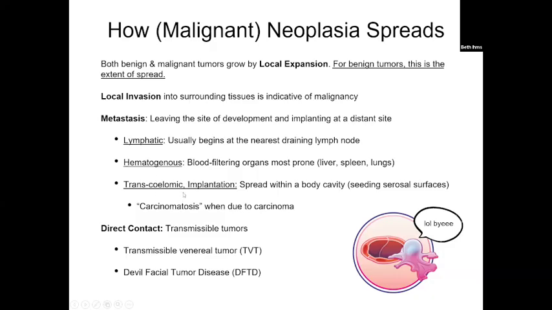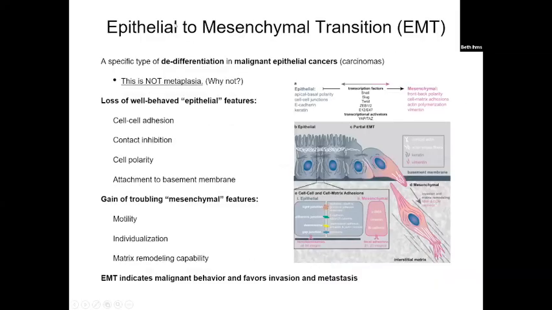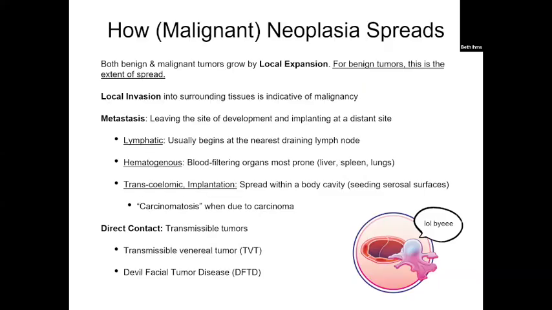Trans-coelomic implantation: a coelom is a body cavity, so things that don't have a diaphragm have a coelom. So trans-coelomic means it's spreading within the cavity, like in lab the other day, we had a carcinomatosis. That would be this. Carcinomatosis is spread inside the body cavity, basically seeding of the serosa. And then briefly, we're going to talk about direct contact. These are the coolest tumors, but they are not very common. Any questions so far on metastasis? It's a pretty big topic. Okay.